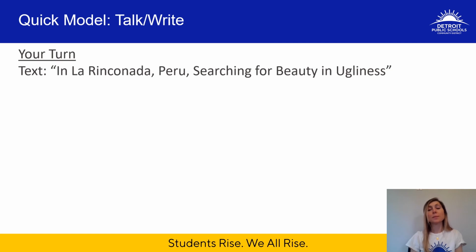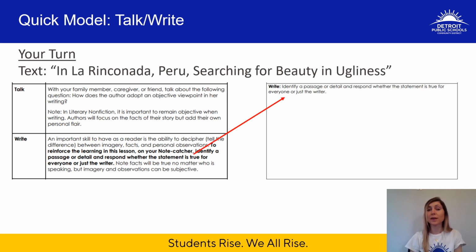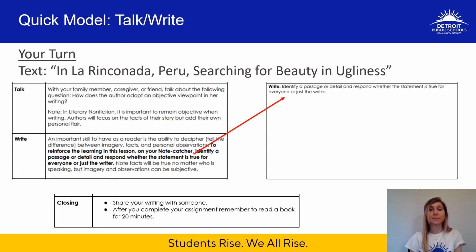And now it's your turn. Please take out your text, "La Rinconada, Peru: Searching for Beauty and Ugliness." Now, we know that our writing task is to lift up a detail or a passage and identify whether it's true for just the writer or for everyone. Challenge yourself like I did and try to select something that is true for everyone, that includes facts, and something that's only true for the writer, that includes imagery and personal observations. As always, share your assignment with someone at home, and make sure to continue to read for 20 minutes each night and to document your reading journey.